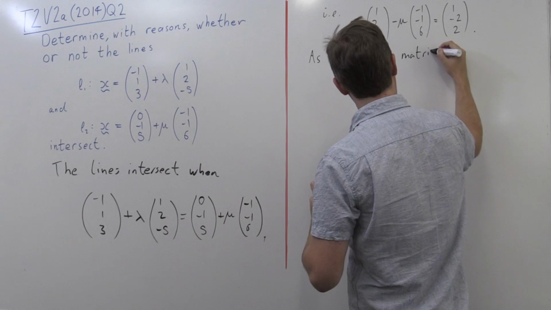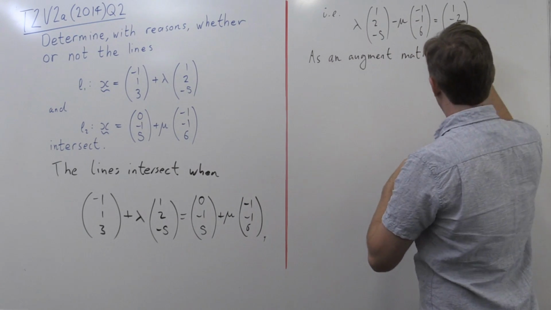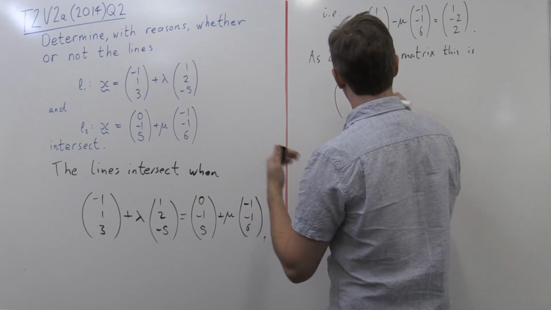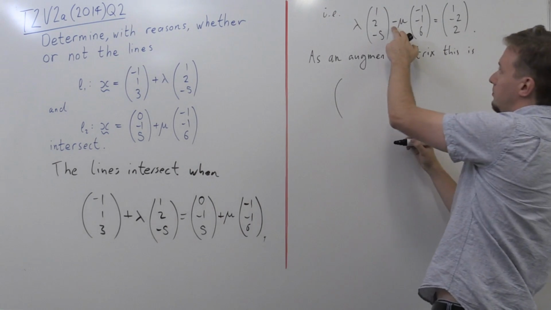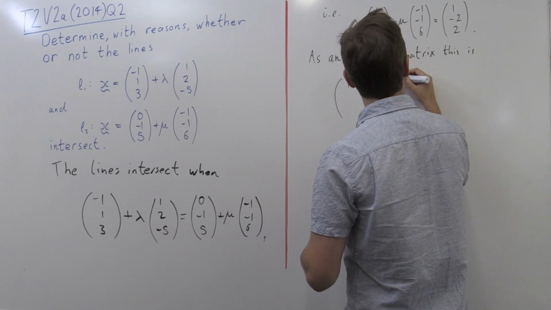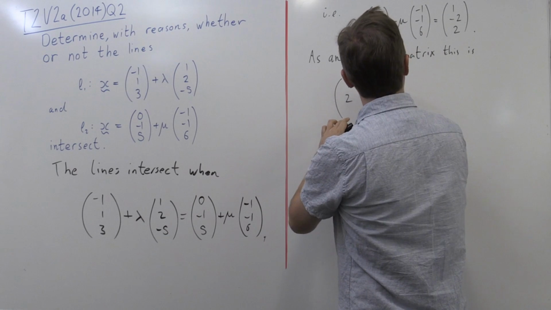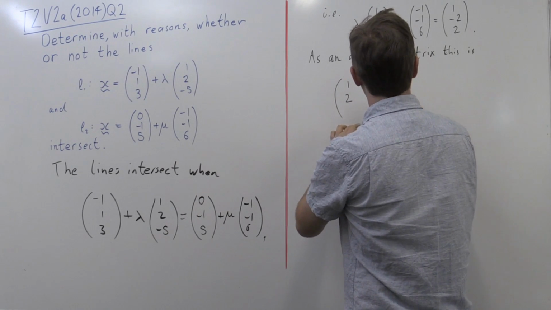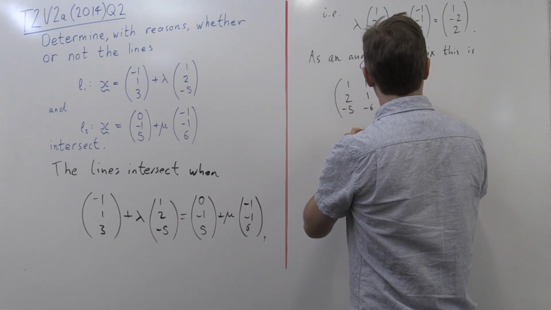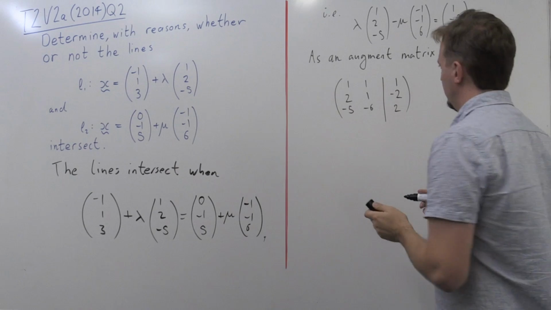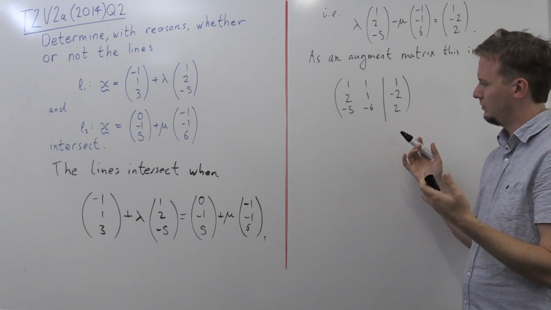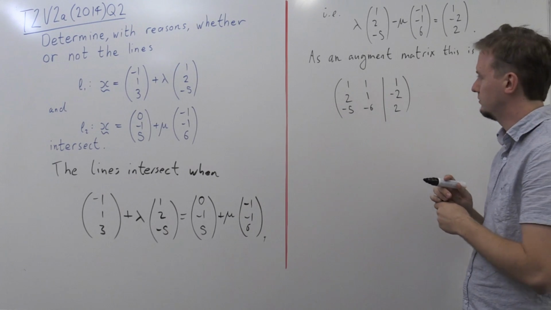I always like linking things with sentences. I think you should too. So as an augmented matrix, this is the following set of equations. And I do have to be careful because I do have a minus sign here. So I have the equations 1, 1, augmented with 1, 2, 1, minus 2, minus 5, minus 6, augmented with 2. I'll just quickly double check those signs. Yes, I think that is the right set of equations. So I'm trying to determine whether or not this system of equations has a solution.